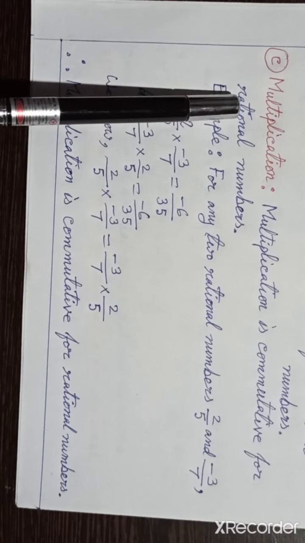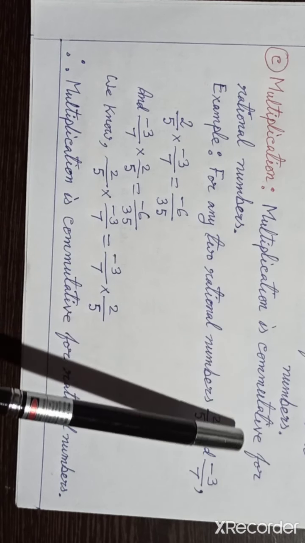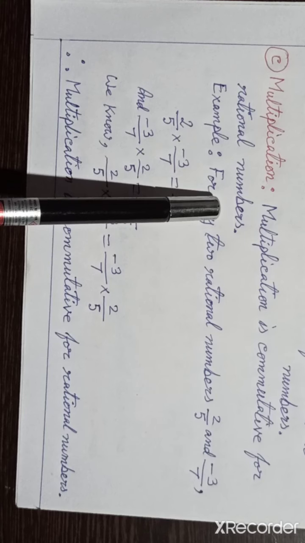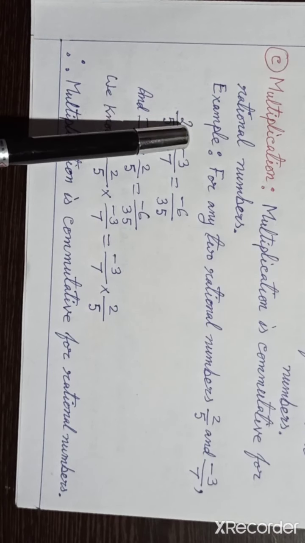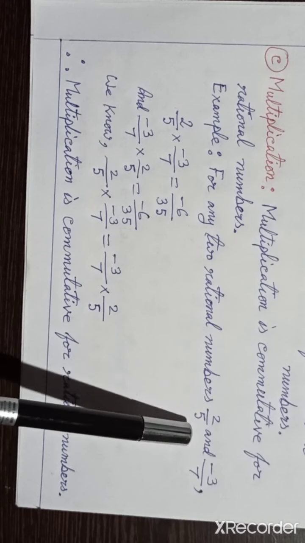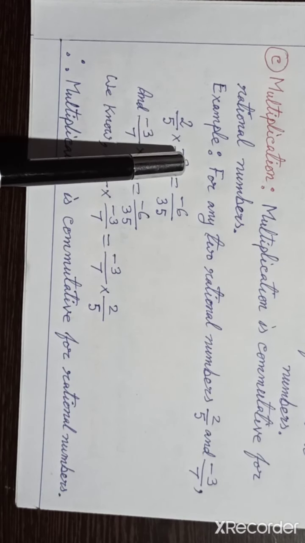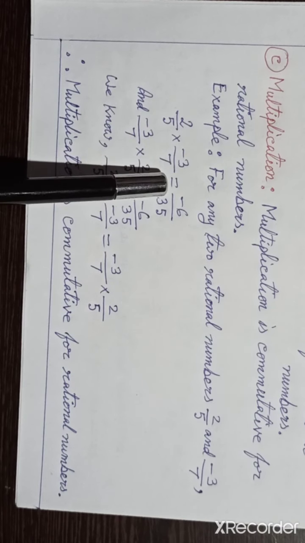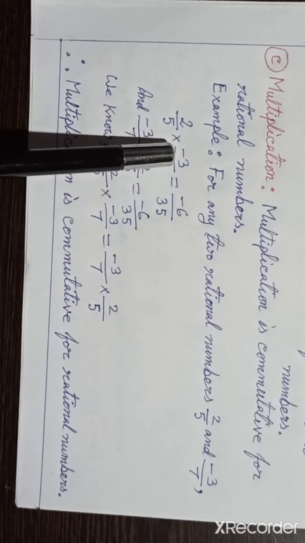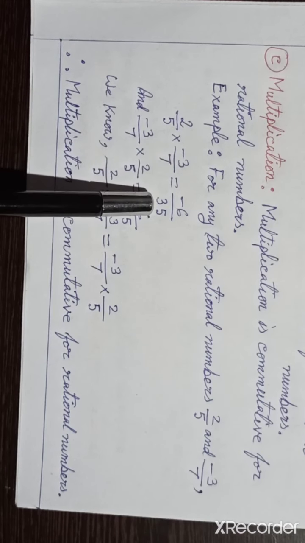Next is multiplication. Multiplication is commutative for rational numbers. For example, for any two rational numbers 2 by 5 and minus 3 by 7, 2 by 5 into minus 3 by 7 is equal to, if 2 and minus 3 are multiplied, then we get minus 6. 5 and 7 are multiplied, then we get 35.